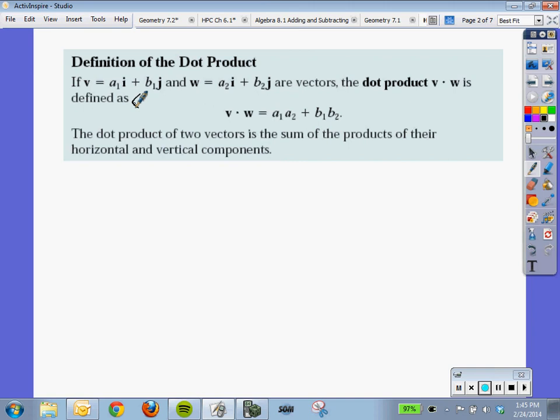These vectors here can be written with the component form a sub 1 comma b sub 1 and a sub 2 comma b sub 2. So the dot product of those two vectors is when we multiply the horizontal components and add them to the multiplication of the vertical components.